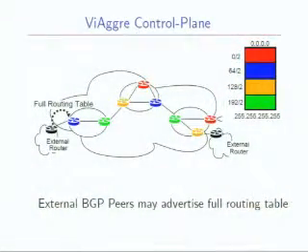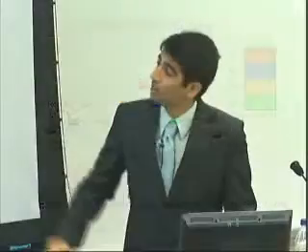So in ViAggre, you need to make sure that the forwarding table on any given router contains only routes for the prefixes that it is aggregating. So the blue router should only contain blue prefixes, which is a problem when you consider interaction with external ISPs. In this case, the external router is advertising the complete routing table to the blue edge router, even though it's responsible only for blue prefixes. And so we need some mechanism of selectively inserting routes into a given router's forwarding table.